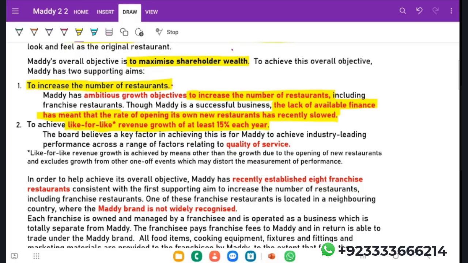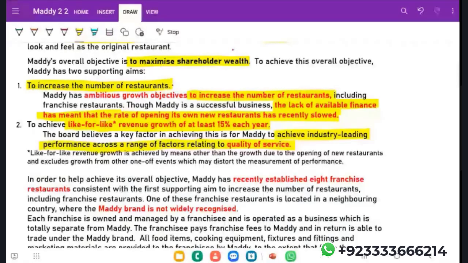The board believes that a key factor in achieving this for Medi is to achieve industry-leading performance across a range of factors relating to quality of service. So they believe that this can be achieved by using the quality of service, right? So this means that the quality of service is another thing which should be part of your strategic report. So what factors have we identified?